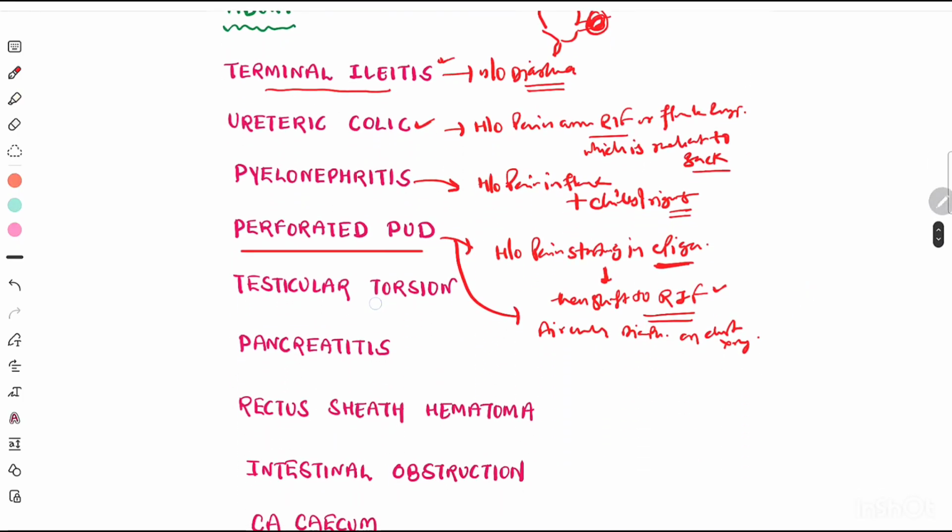There can be testicular torsion. So in case of appendicitis, you always ask about any scrotal swelling with pain. So this is also a differential diagnosis of appendicitis.